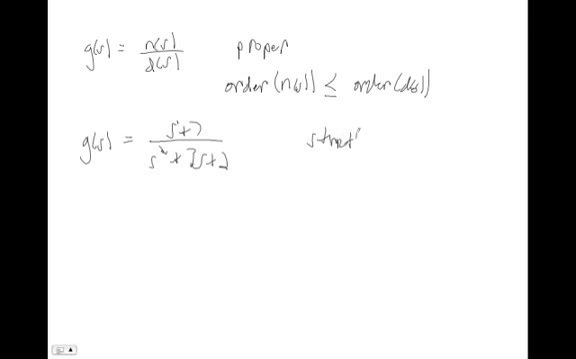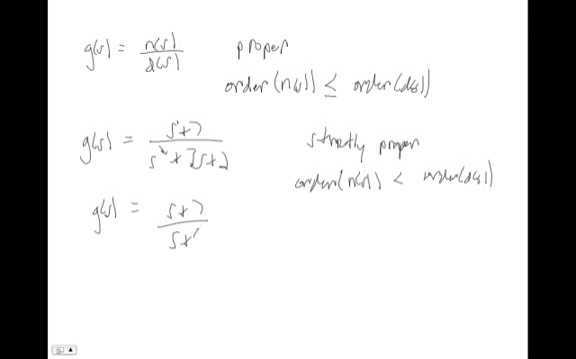If I say strictly proper, that means the order of N of S is less than the order of D of S. I wrote a strictly proper transfer function because 1 is less than 2. A proper transfer function is okay for them to be equal, so I can have S plus 7 over S plus 9. That's a proper transfer function because of this equality, but it's not strictly proper.